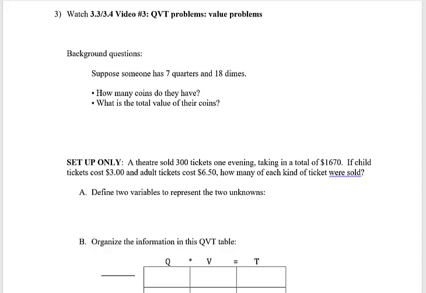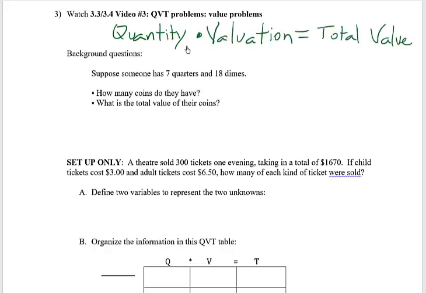This is video number 3 for sections 3.3 and 3.4, QVT problems, value problems. This is now the second major type of application we're seeing in this lesson. We did the modeling problems, now we're doing QVT problems. That stands for quantity times valuation equals total value. There's always some sort of amount, the quantity. There's a multiplying valuation of some kind that results in some sort of total value being determined.